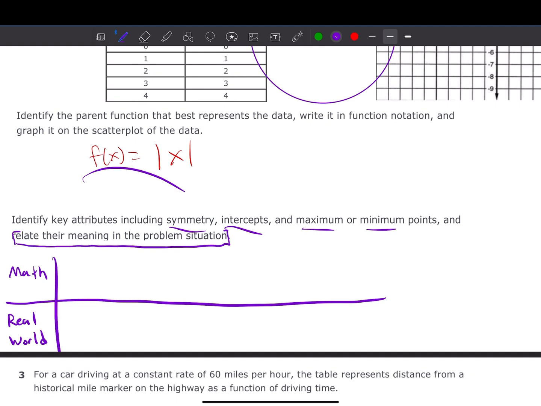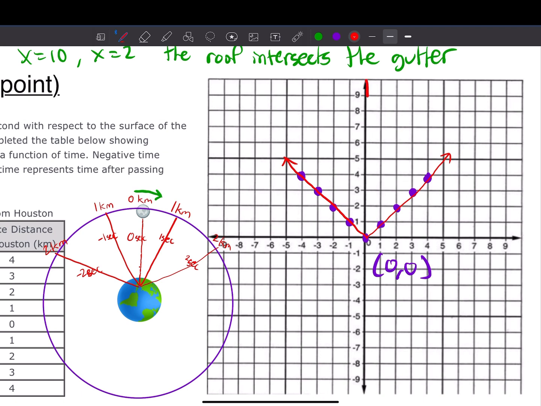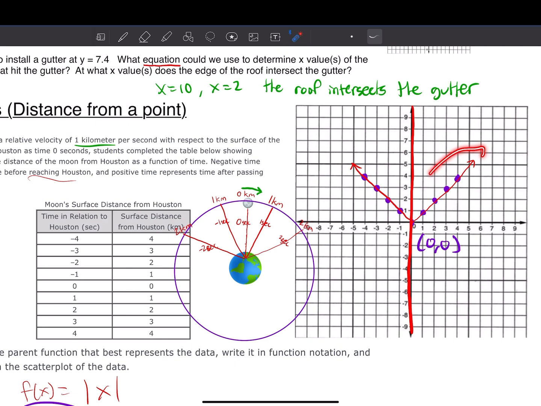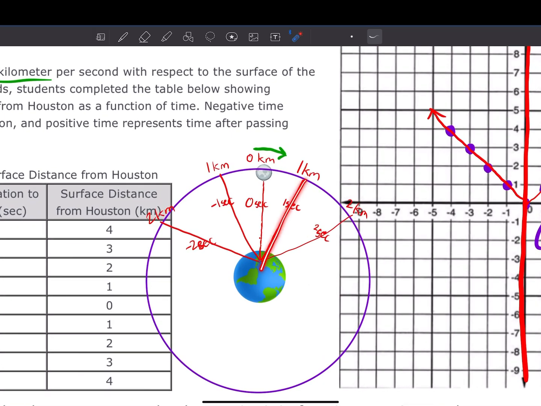So, symmetry. Where is this thing symmetrical? It is symmetrical right at the y-axis, smack dab in the middle. It looks the same on either side of the y-axis. That is incredibly profound. Symmetry doesn't happen that often in nature, especially not perfect symmetry. So what does it mean for this side of the graph to look exactly like this side? If I look at my picture, this is telling me 1 second after Houston, I am the same exact distance as I would be the same seconds before Houston.